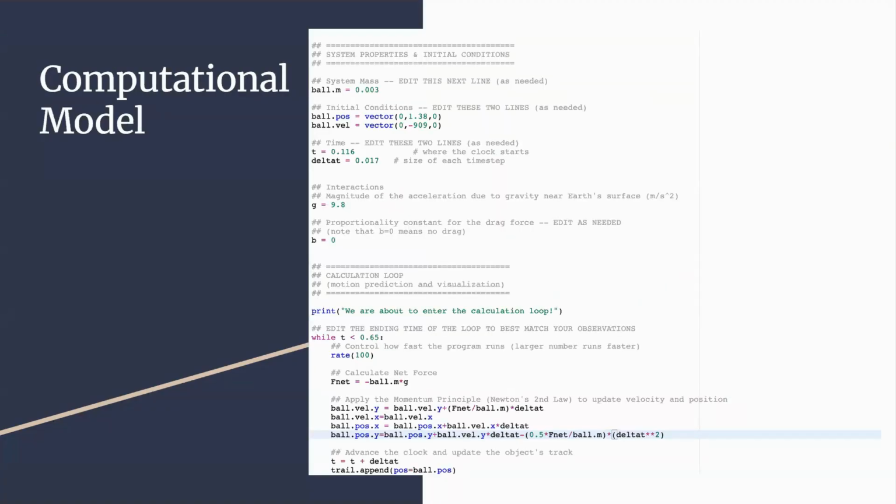Using GlowScript, I created a computational model to simulate the ball's motion. The model uses a loop to repeatedly update velocity and position over small time steps. At each step, the net force, mainly gravity, is applied and the object's motion is recalculated. This method closely follows the momentum principle and allows the simulation to approximate continuous motion. In some cases, additional forces like drag can be included, but even a simple gravity-only model can produce results that closely match real motion.